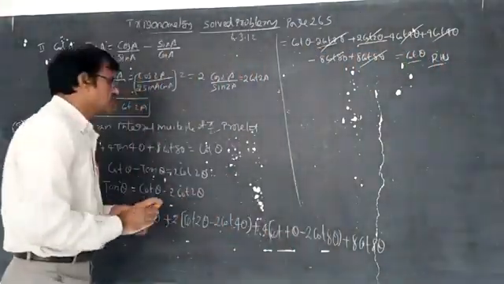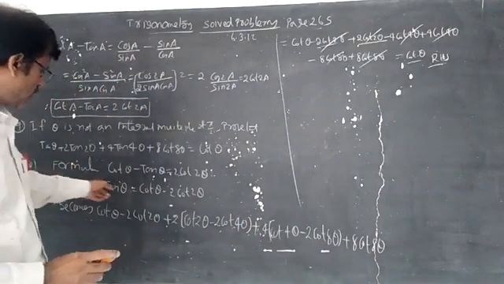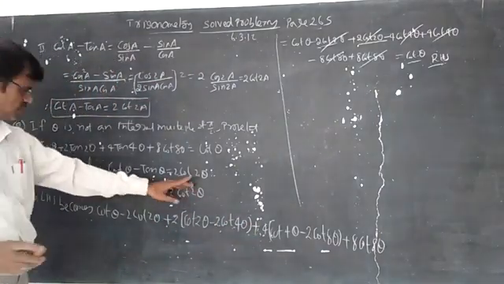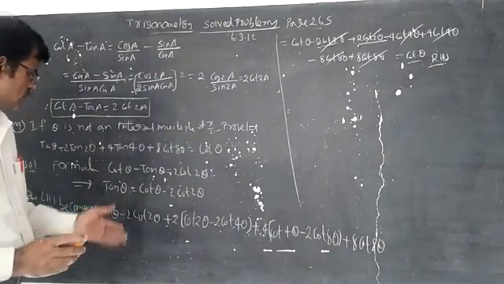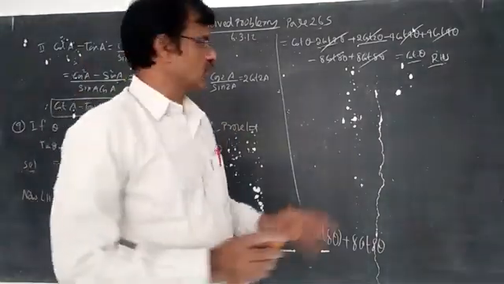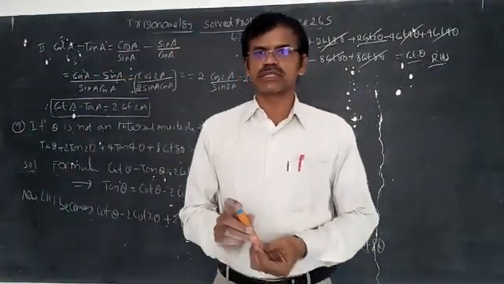It depends upon the cot A minus tan A formula. A simple formula: cot A minus tan A equals 2 cot 2A. We just converted tan theta in terms of cot theta. Everything got cancelled and we got the sum.